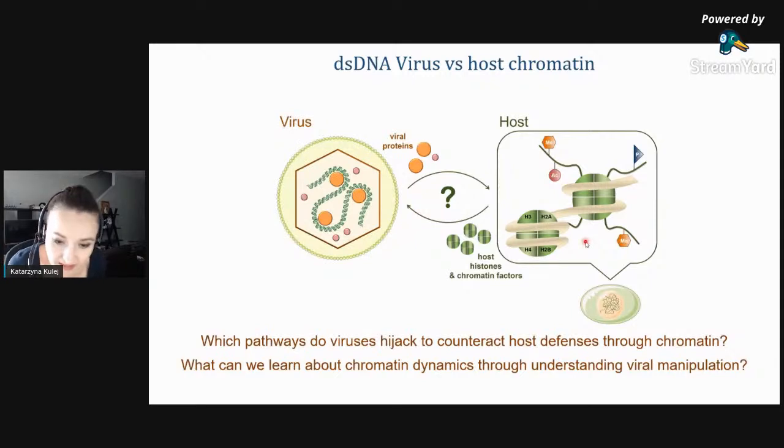So in the Weizmann lab, we ask primarily two questions. Which pathways do viruses hijack to counteract host defense through chromatin? And what can we learn about chromatin dynamics through understanding viral manipulation?